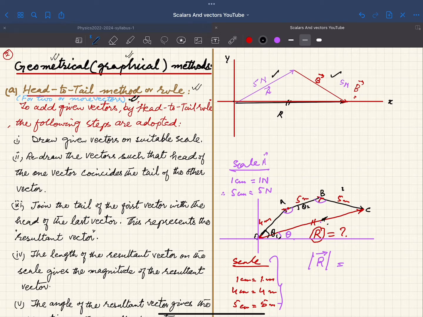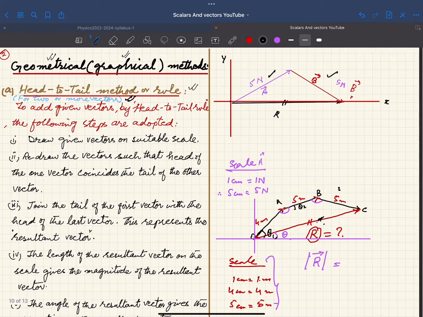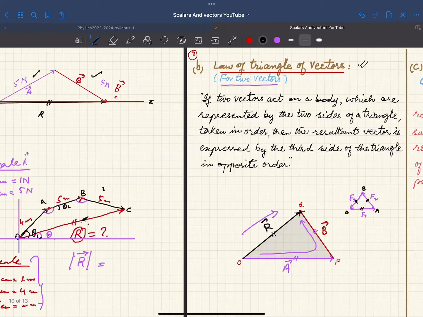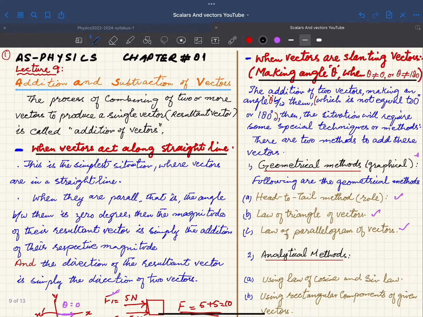Yani, you have to use a scale and pencil or pen to draw, and you have to have, say, a protractor because you want to measure the angle as well. So this is termed the geometrical method or graphical method. In this case you have to draw these lines accordingly, and ultimately you will get the resultant vector. So remember these three methods as far as the geometrical methods are concerned.